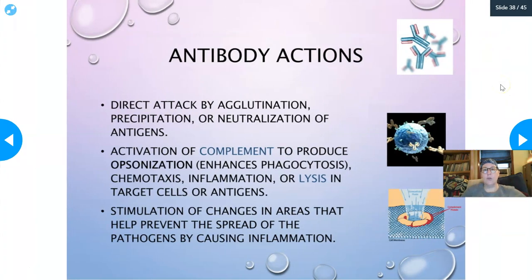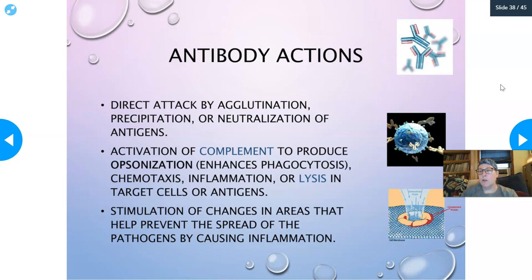Okay, so your antibody actions, what do these guys do? There's a direct attack by agglutination. The antibodies, as they link up on the viruses or the bacteria, can cross-link to each other and cause basically big clumps. They can cause precipitation, which makes them solidify in the plasma, and then white cells can engulf them. Or the neutralization of the antigen.